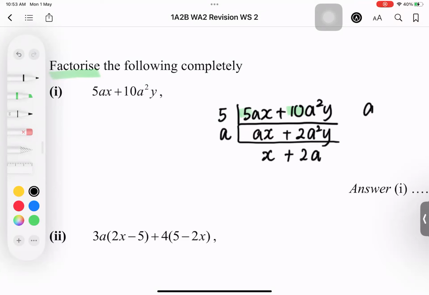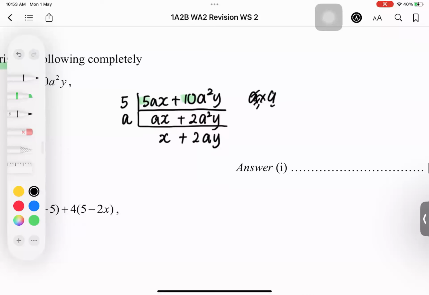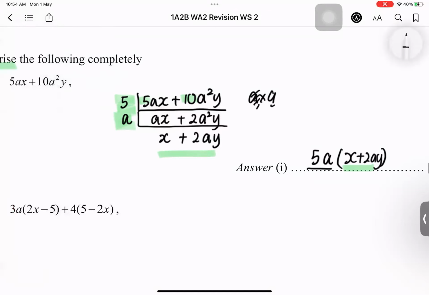A square is a times a. I take out 1, leave the a over, right? 2ay. So in this case, what is my answer in my bracket? What is the number in front? 5a, correct? So this one is 5a. What's inside my bracket over here? x plus 2ay. Very good. Okay, next question.